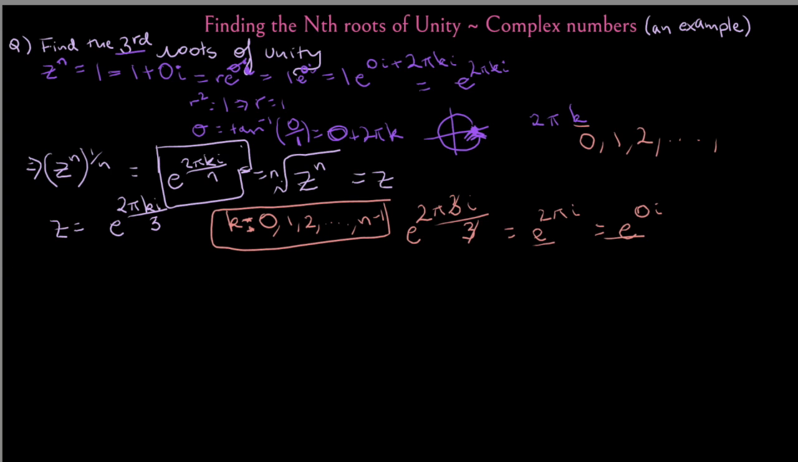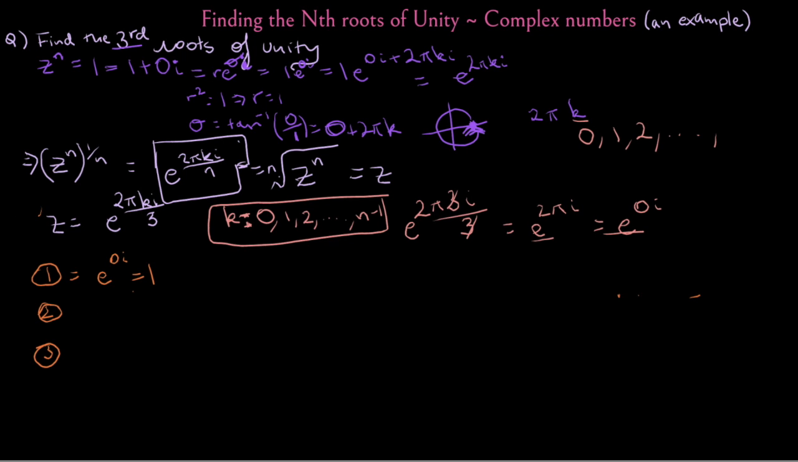So let's look at that more closely. Let's try writing out the values of z in this case. If k was 0, this would just be e to the power of 0i, which is e to the power of 0, which is 1, right? Then for our second root, k is equal to 1. So when k is equal to 1, z will be e to the power of 2 pi times 1 times i, so that's 2 pi i over 3.